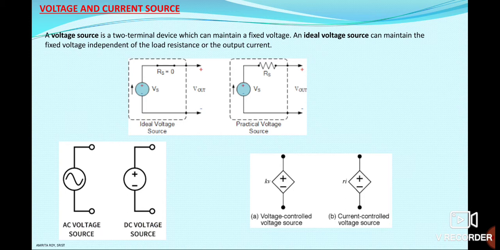So, when we are asked what is the difference between ideal and practical voltage source, the basic difference is that an ideal voltage source has no internal resistance, but a practical voltage source has some value of internal resistance connected in series with the voltage source. Next is the AC and DC voltage source. I have shown here in the diagram the symbols. For a DC voltage source, it has a polarity plus and minus which is fixed and constant, and for an AC voltage source, it is given by an alternating sine waveform.